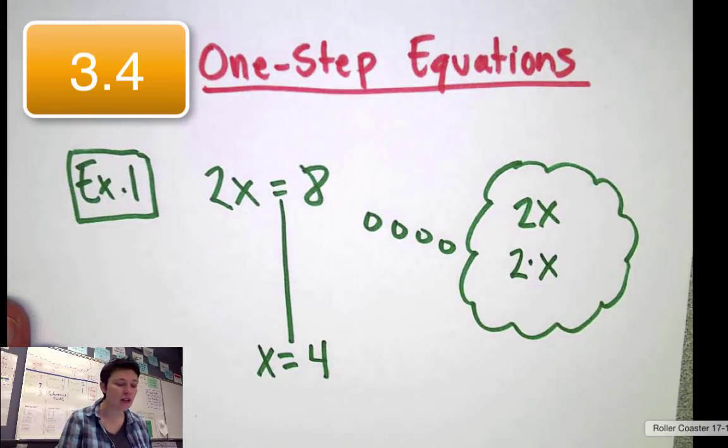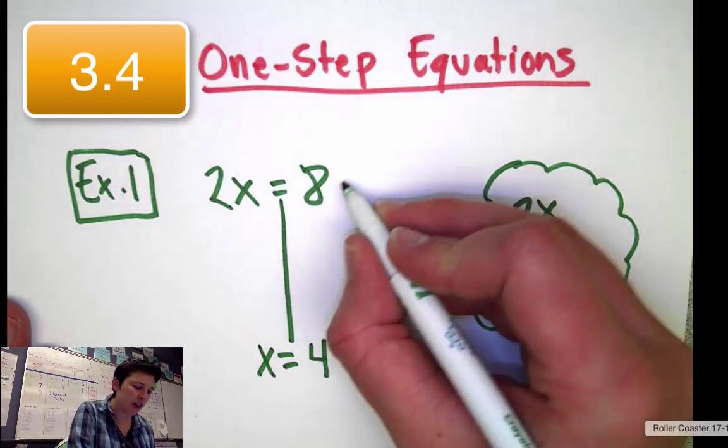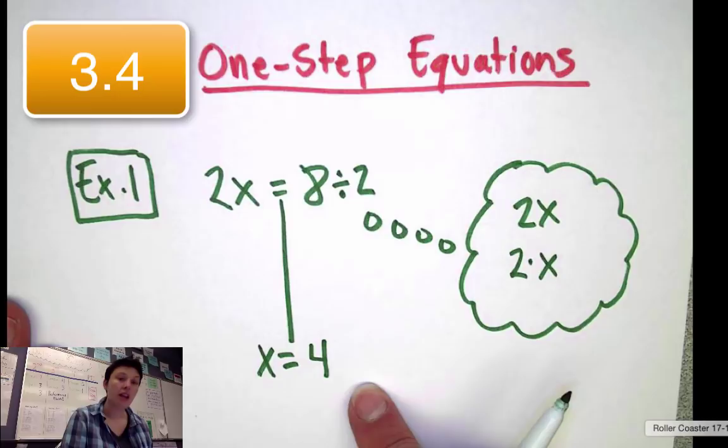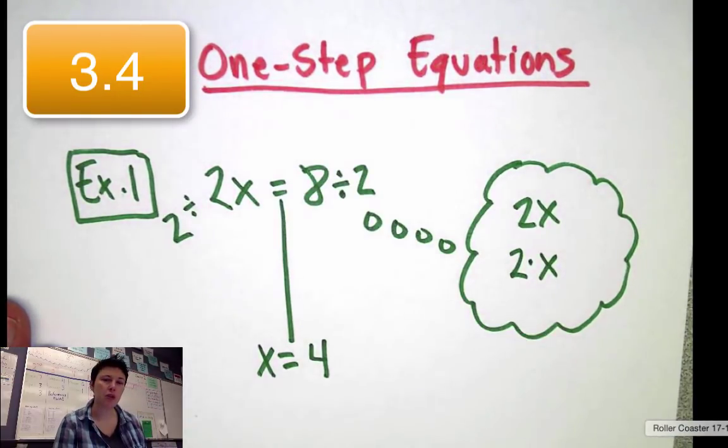But to figure that out, it's like I have to undo it. I have to be like, you know what? If I took 8 and I divided by 2, I would get 4. That's what's going to undo both sides of the problem. We're going to divide by 2 on both sides to figure this out.